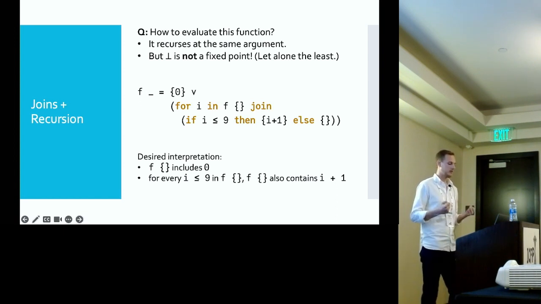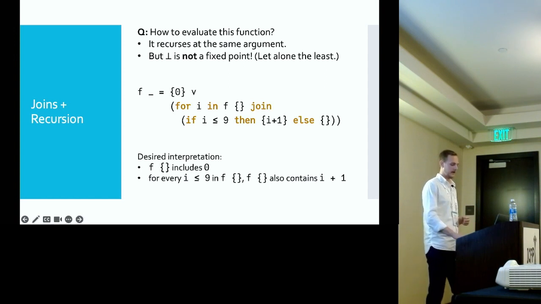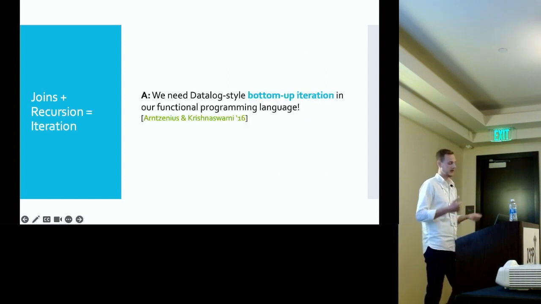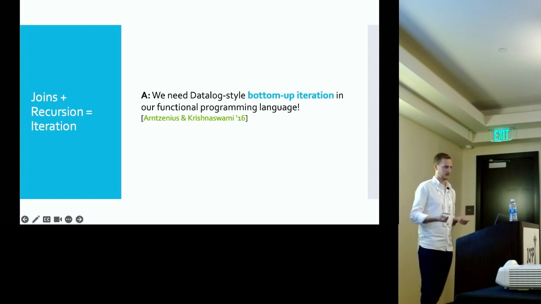And the answer is that there already is an answer out there. The kind of evaluation you need to do is exactly the kind of evaluation that Datalog does. We need to evaluate this thunk iteratively. And this has been done before. There are a few different languages that combine this sort of Datalog-style semantics with functional programming.